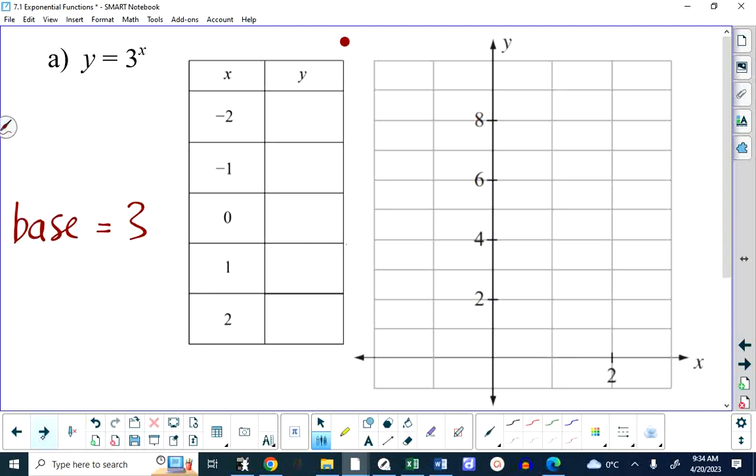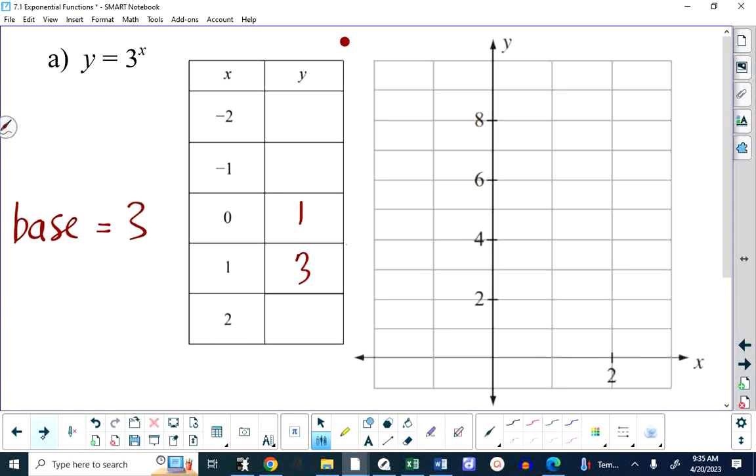I'm going to start at the middle, and if x is 0, then 3 to the x would be 3 to the 0, which is 1. Any number to the 0 is 1, except for 0 to the 0, which is not defined. But that doesn't matter today. And I'm going to move on to 1 for x. If I put x equals 1 into this function, then I'm going to have 3 to the 1, and that's 3.